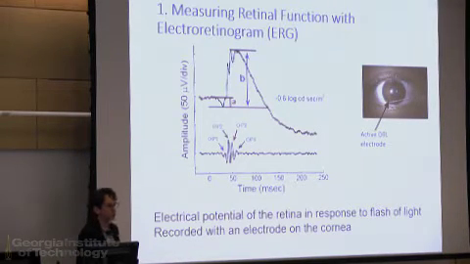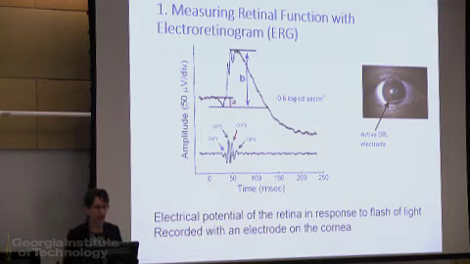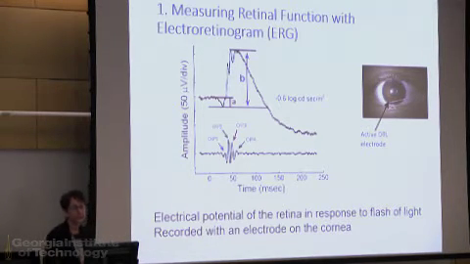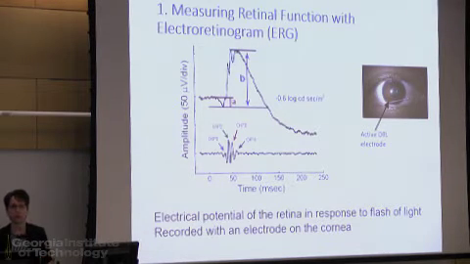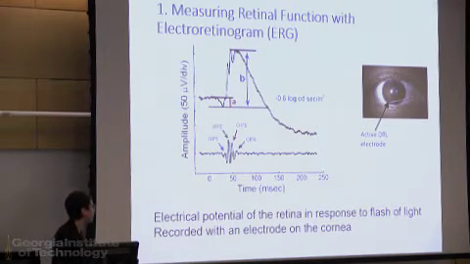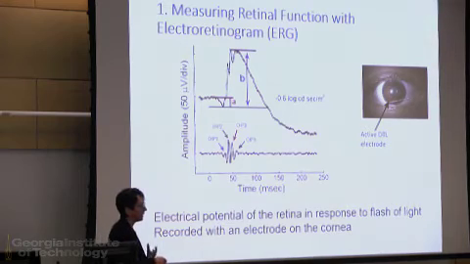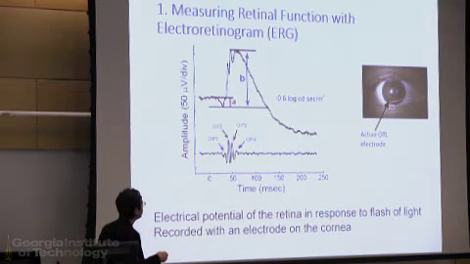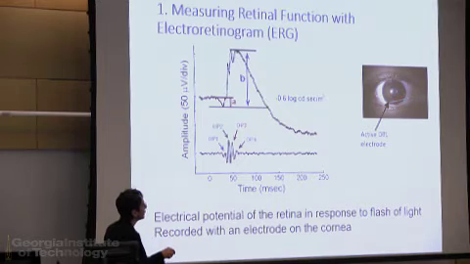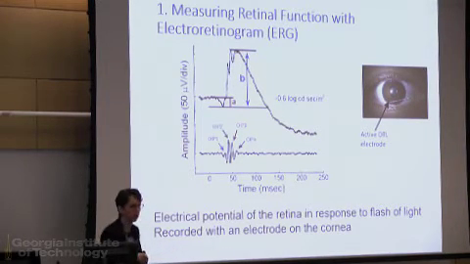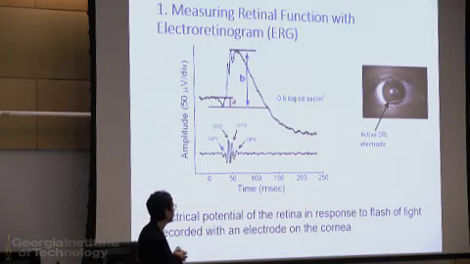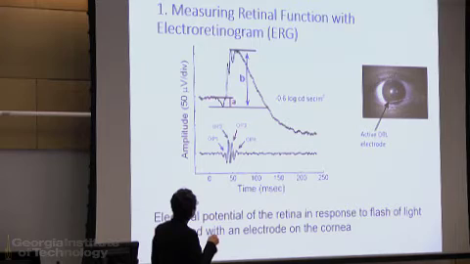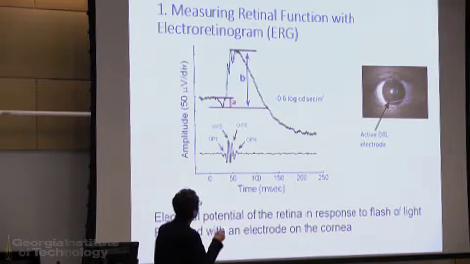So if we want to measure retinal function in the eye, we do so using an electroretinogram, or an ERG. This is very similar to an EKG, and it's a full field electrical potential of the response of those retinal neurons to a flash of light. We record this by placing an active recording electrode on the surface of the cornea. It's just laid across, and the eye is numbed with a numbing drop. And then we get this very characteristic waveform here.